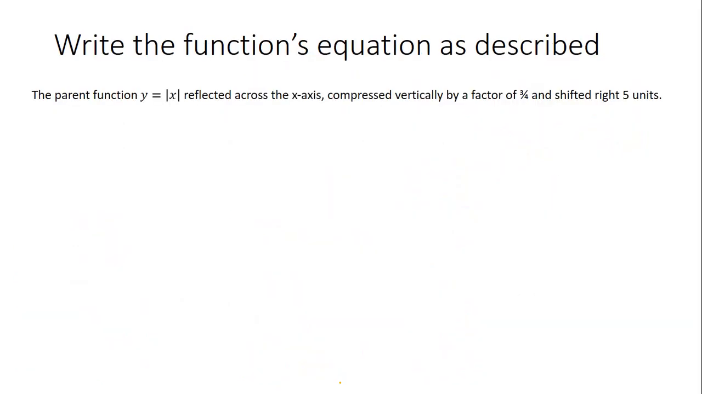Okay, so now they're going to ask us to write the equation as described. We have the parent function y equals absolute value of x reflected across the x-axis, compressed vertically by a factor of 3/4, and then shifted right 5 units. So how do I figure out what this is? Well, I gotta put the pieces together. First thing, I'm gonna change from orange, kind of hard to read. There we go, blue. We're gonna go f of x, and I know it's gonna be absolute value of x. Now, I notice it's reflected across the x-axis. That tells me there's a big negative sitting in the front.